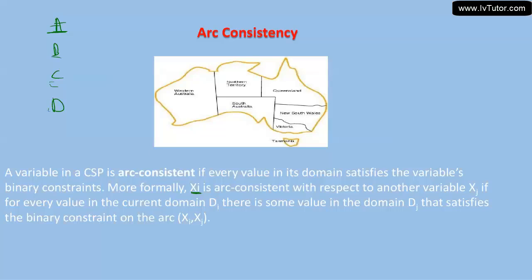So what does it mean? You look for all the relations that exist. It's related to this one, it's related to this one. So we have Western Australia related to Northern Territory, and South Australia is related to Western Australia as well.